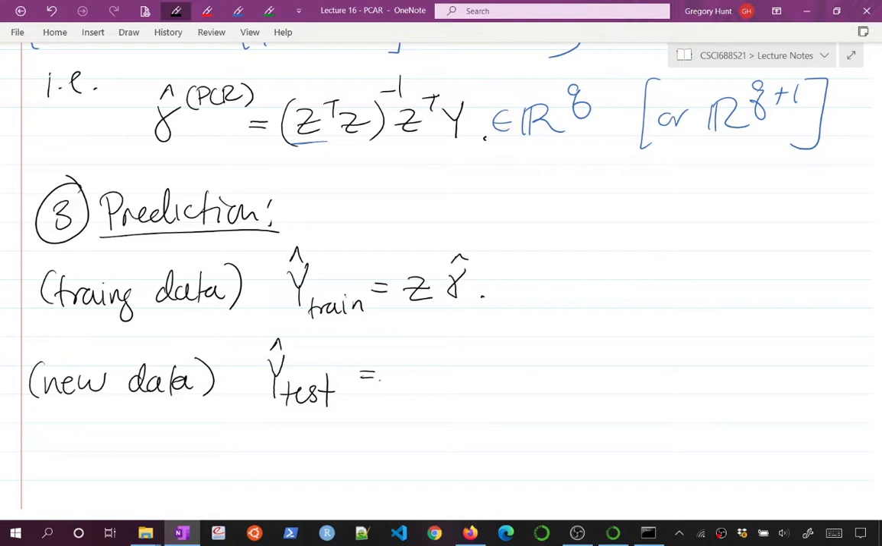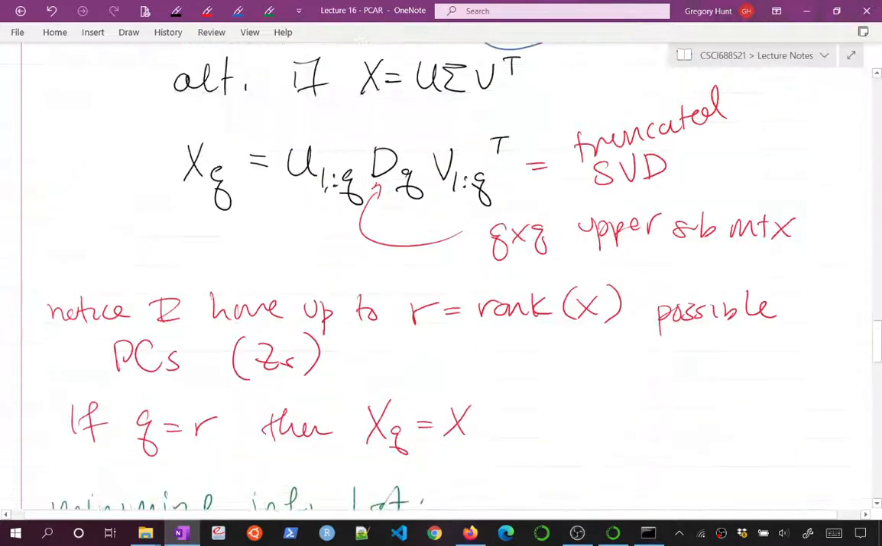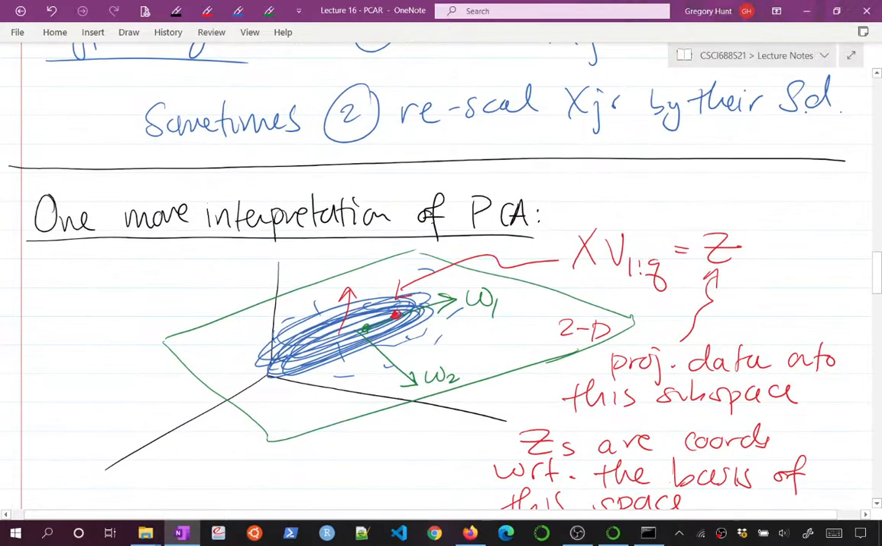So what you basically want to do here is take the new data and project it down into the subspace. Basically what we've done is we've reduced our data down to the subspace, using our training data, and then we predict there. So for new data, we're going to project it down into the subspace, get the coordinates of the new data with respect to the principal component subspace we learned, and then multiply by gamma.